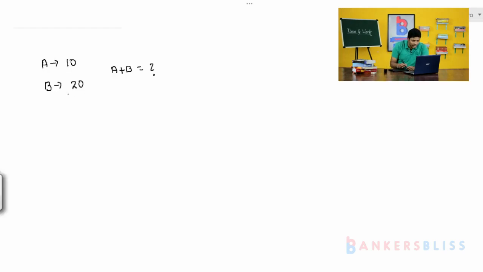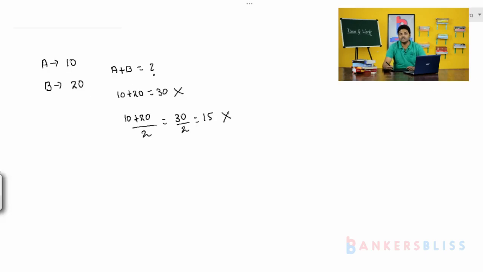See, if you add like this, 10 plus 20 is equal to 30, then you are going to make the biggest mistake. Even though the value is correct, we cannot add like that. And even if you take the average of 10 and 20, 10 plus 20 by 2, which is equal to 30 by 2, which is equal to 15, this is also wrong. You cannot take the average also.